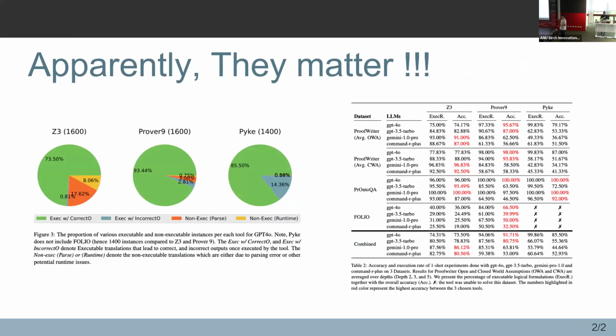So apparently they matter. Through experiments, we uncover up to 50% variations in performance based solely on solver selection. This highlights that solver compatibility, especially the LLM's ability to translate into the solver-specific language, matters. So we do need to choose our solvers carefully. Thank you.